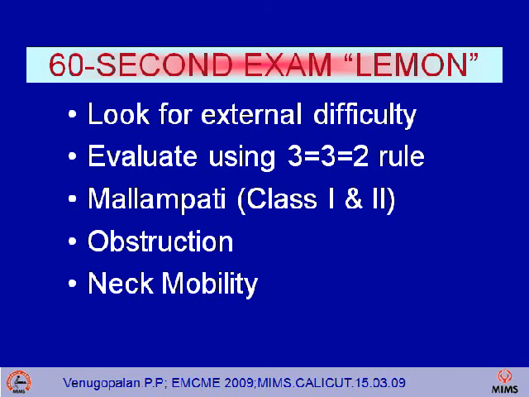In LEMON, L is look externally for difficulty, E is evaluate using the 3-3-2 rule, M is Mallampati, where 1 and 2 are easy and 3 and 4 are likely to be difficult, O is for obstruction, any obstruction in the airway, and N is to look at the neck.